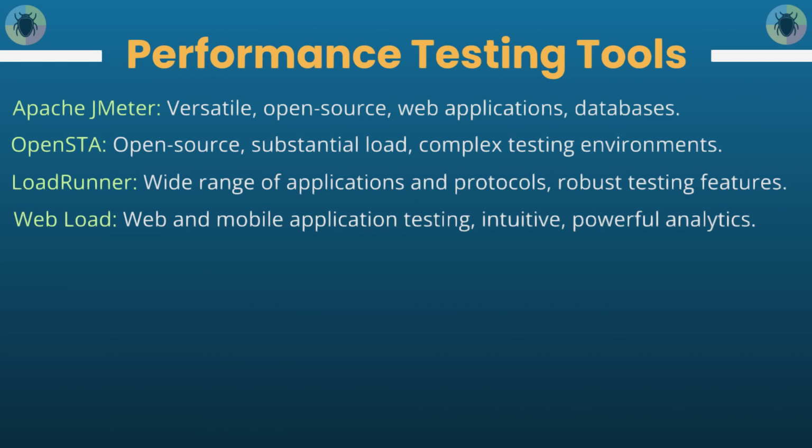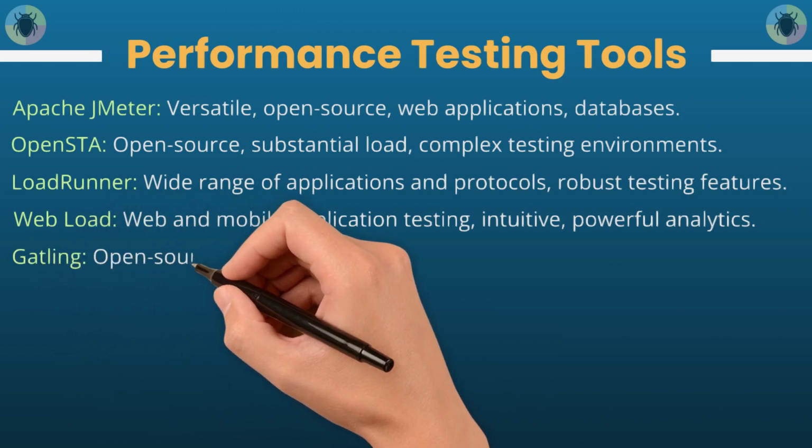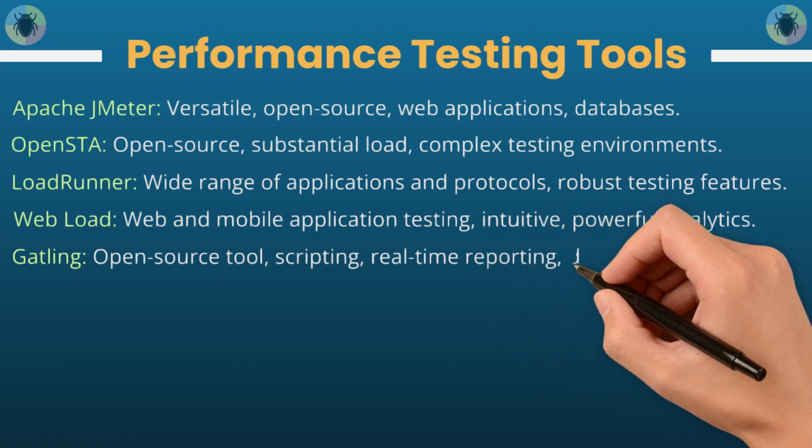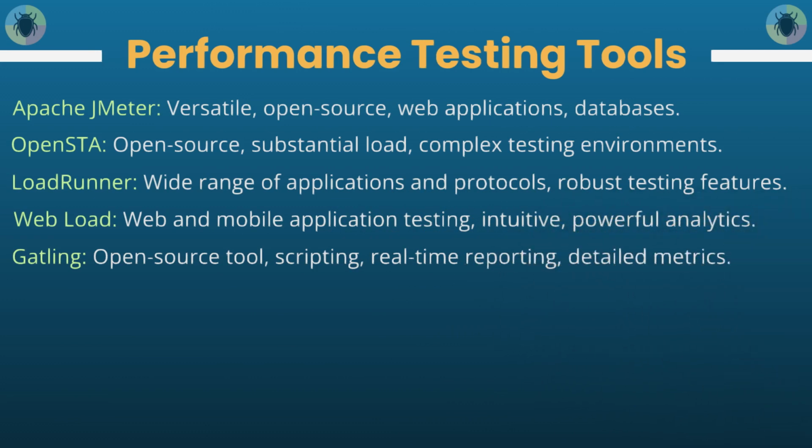Gatling, an open-source tool that provides high-performance load testing with a focus on ease of use and powerful scripting capabilities. Gatling's real-time reporting and detailed metrics make it a great choice for developers looking to integrate performance testing into their continuous integration pipelines.